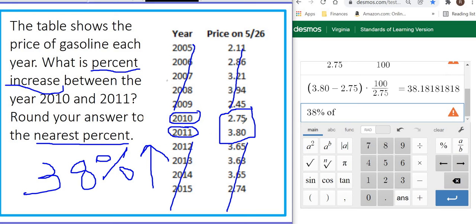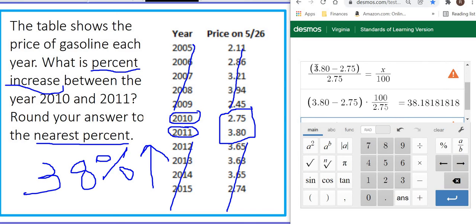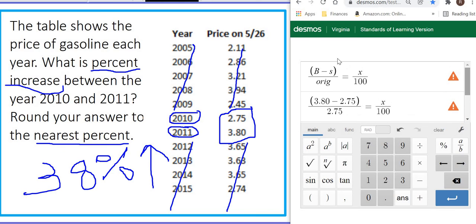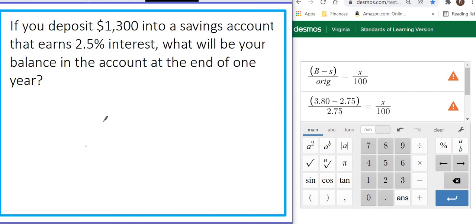All right, so you just have to be very careful when you put your formula in up here. Start with the big number minus the small number, divide by the original, equals X over 100, cross multiply. This times the 100 divided by 2.75. So this is the formula that you need to memorize. You need to be able to type that in your calculator whenever you see percent increase, percent decrease, or percent change. Let's look at this one.